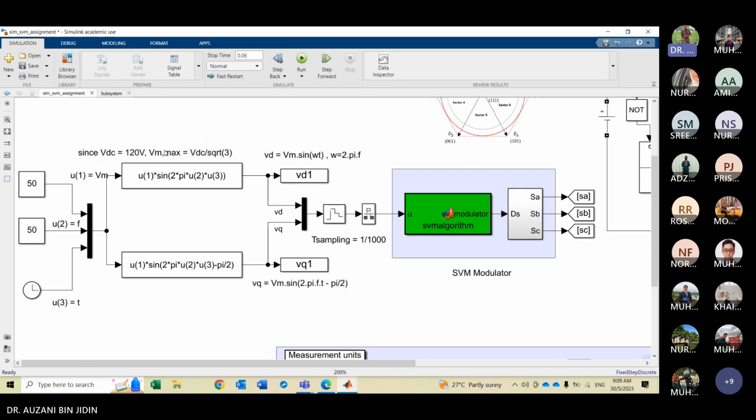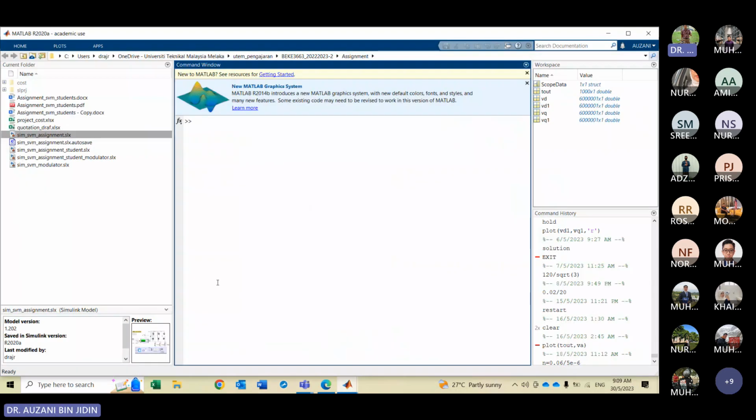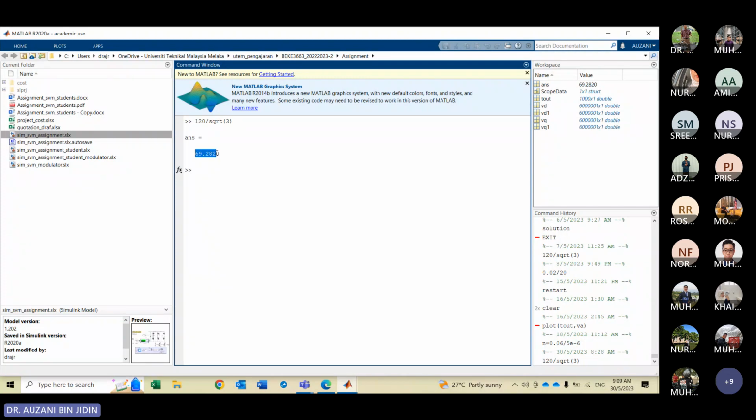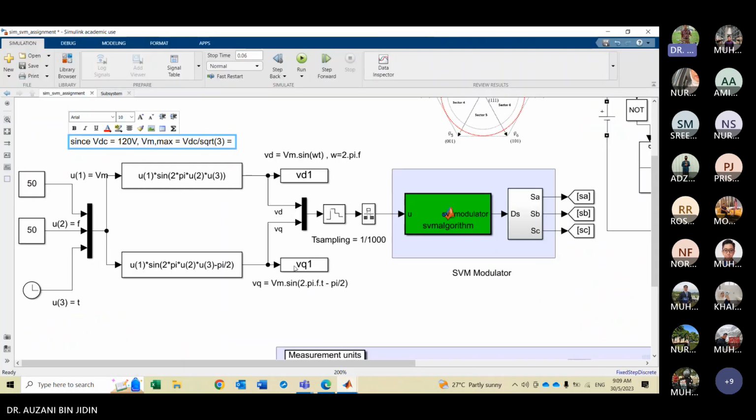Okay. So you need to ensure that the value of VM here, you cannot put larger than VDC divided by square root of 3. Someone can calculate. What is the value? Berapa? 120 divided by square root of 3, so 69.2820. So here is the maximum value of VM.